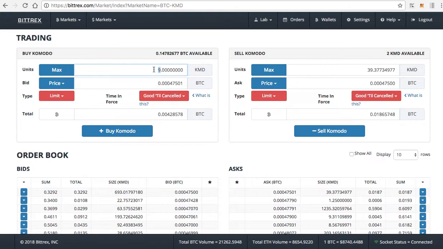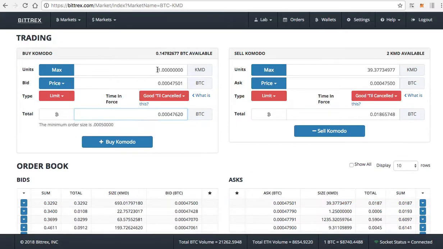So let's buy one. I think I have to buy 2 Komodo because there's a minimum of 0.0005, I think. Let's buy 1, see if it lets me. I don't think it's going to let me. But if I wanted to buy 1 Komodo at that price, I'd just click on the price, I'd fill in how many Komodo I want to buy, and I'd hit buy Komodo. Yeah, see, there's a minimum order of 0.0005.